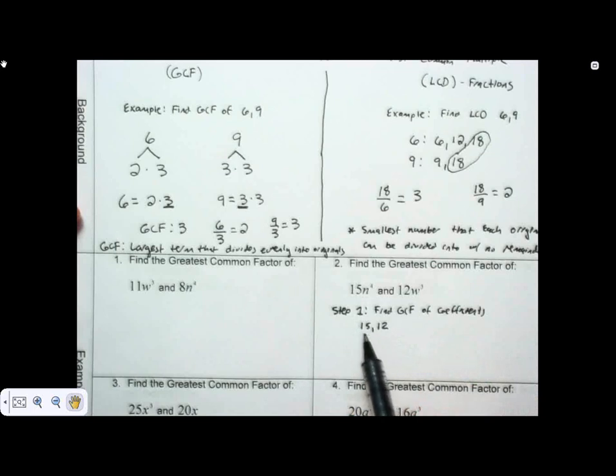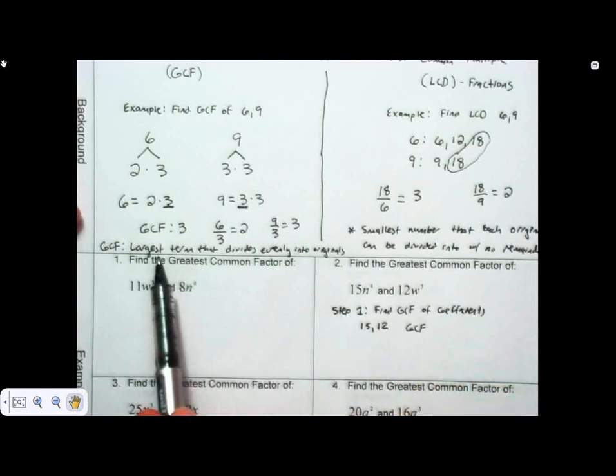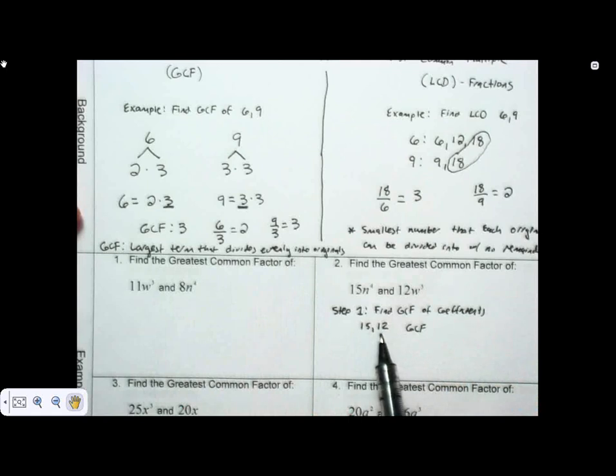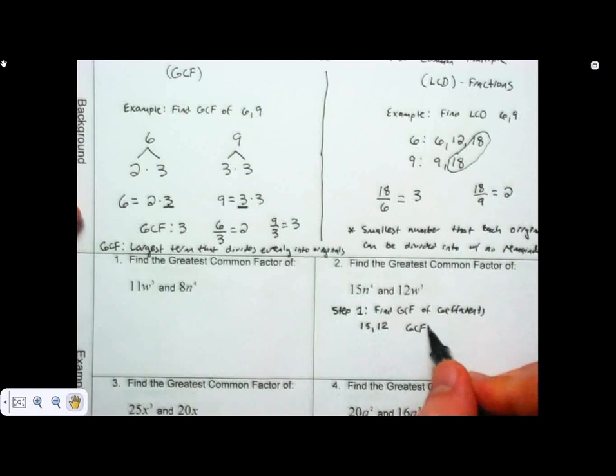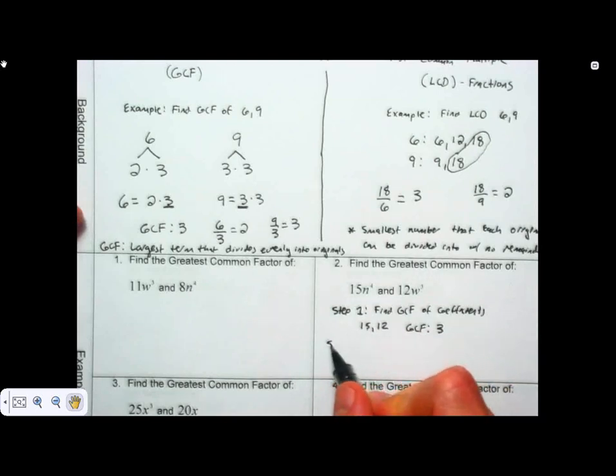So if I consider those 2 numbers, I'm trying to find the largest number that divides evenly into both 15 and 12. So you have to think of a number that divides evenly into 15 and 12. And I think the largest number that's going to work for both of those is 3. Okay, if I take 15 divided by 3, that's 5. If I do 12 divided by 3, that's 4. And I don't think a bigger number than 3 is going to work. So then step 2 of the process is to find the GCF of the variables.